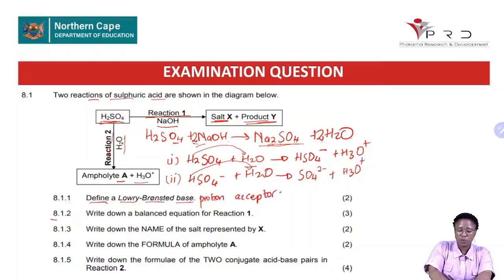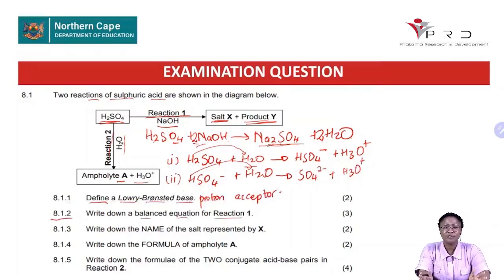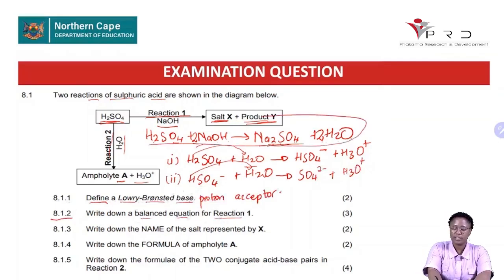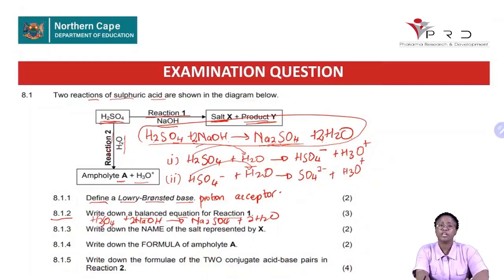Now, let's quickly look at 1.2. It says, write down a balanced equation for reaction 1. Guys, I've already done reaction 1 when I was interpreting the diagram. So can you see that now it becomes easy? I will just copy and paste. Reaction 1 is H2SO4 reacting with NaOH, which is a strong base, to give us salt, which is Na2SO4, plus 2H2O. Remember that the equation needs to be balanced. I've already done that for you.